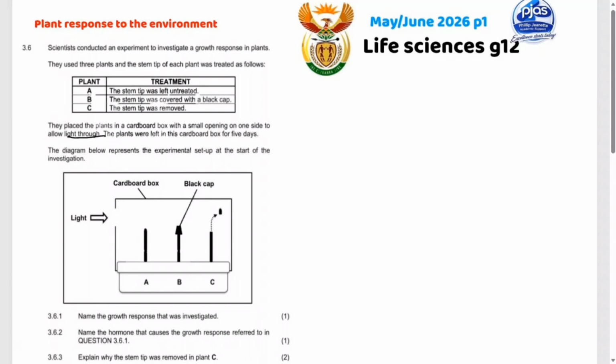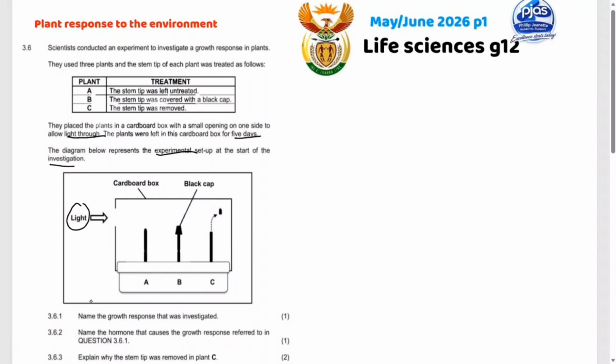It is not geotropism, because geotropism is where we are investigating the growth of a plant in response to gravity. They say the plants were left in the card box for 5 days. The diagram below represents the experimental setup at the start of the investigation. We can see the light here.